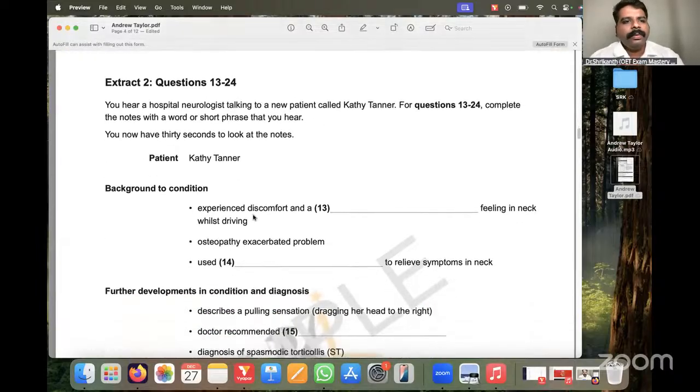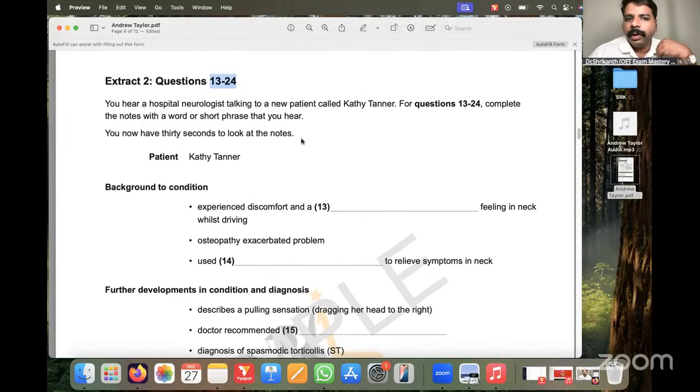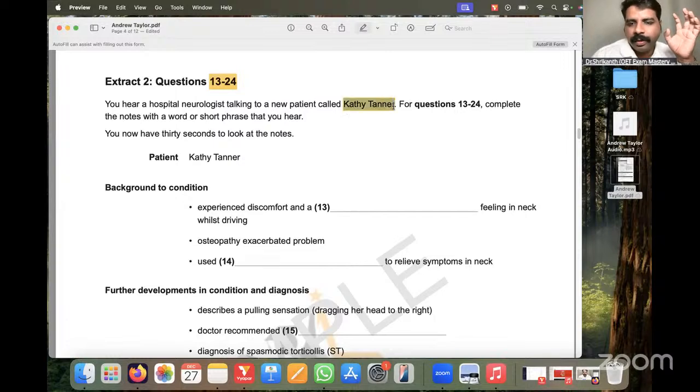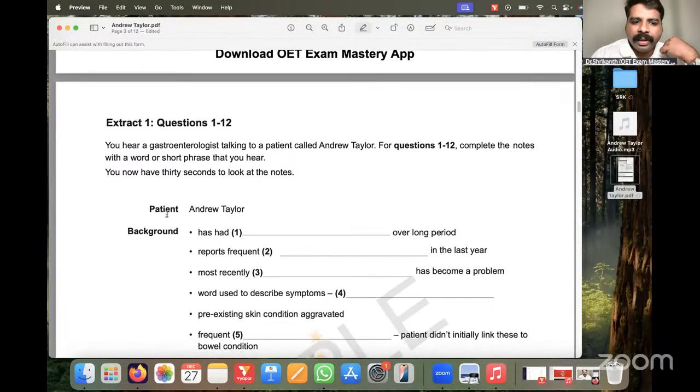Now, similarly, you have extract number 2. Extract number 2 also has questions from 13 to 24, and this is going to be another patient consultation. Now, see over here in extract number 2, the patient's name is Kathy Turner. So patient consultation with Kathy Turner, whereas over here, the patient's name is Andrew Taylor. So this person is having a conversation with the medical staff over here.